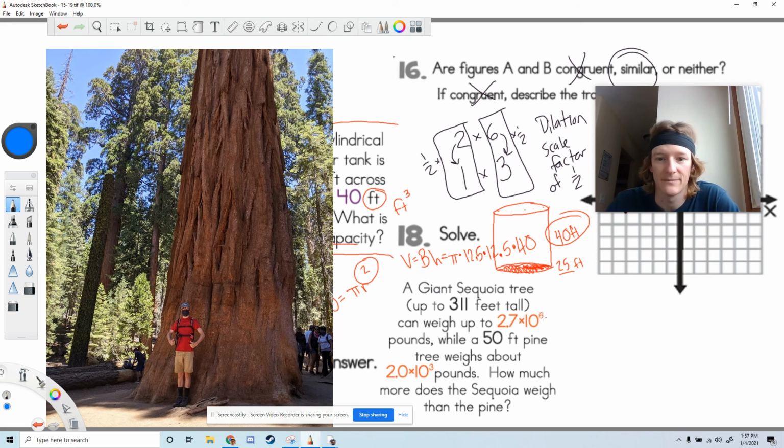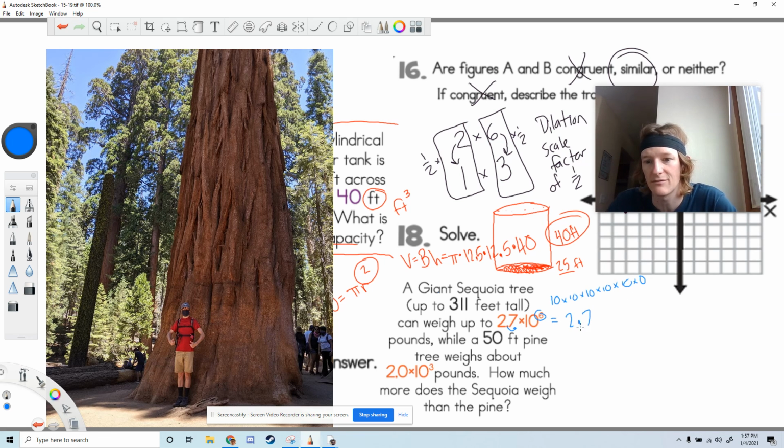This is in California. So we want to find out how much bigger is this tree than a regular old pine tree. So let's see. 2.7 times 10 to the 6. What that is, times 10 means you move your decimal 1 time. So we've got to move our decimal 6 times. We're multiplying this by a million. 10 to the 6th would be 10 times 10 times 10 times 10 times 10 times 10. It's got 6 zeros. So we're going to move it 6 times.